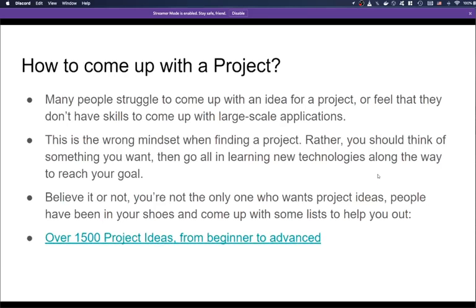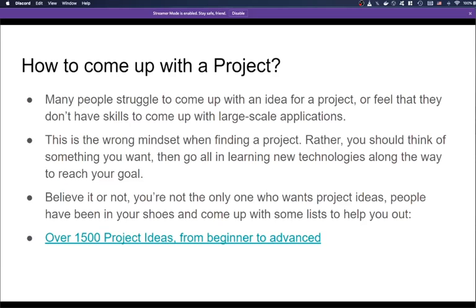So now I know this is where everybody struggles: oh, how do I come up with the project idea? And the first thing they think is, oh, I have to come up with a project idea and then I have to do the project. Now, I can't stress this enough. This is the complete wrong mindset to have when doing a project. You should think of something that you want and then go all in learning the new technologies along the way to reach your goal. You do not have to know everything you need to do what you want to do. You should learn the technologies as you go along.